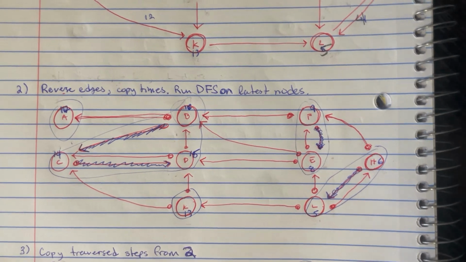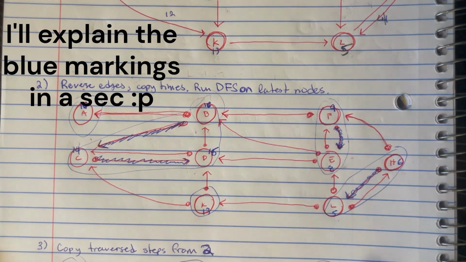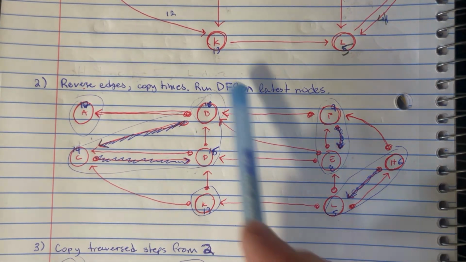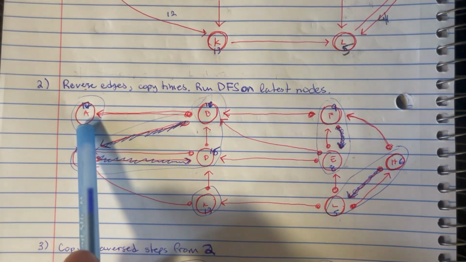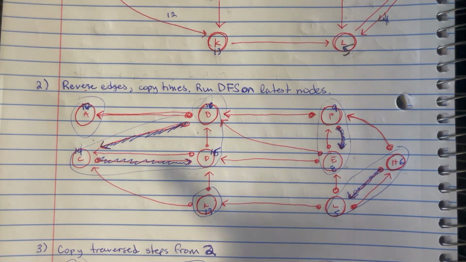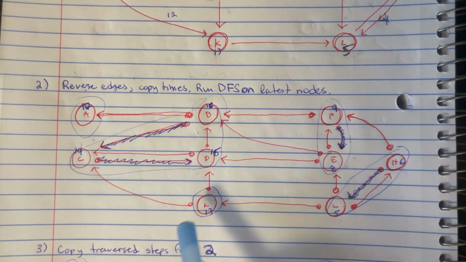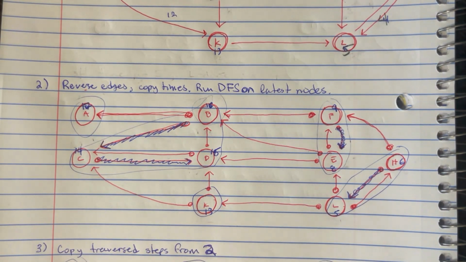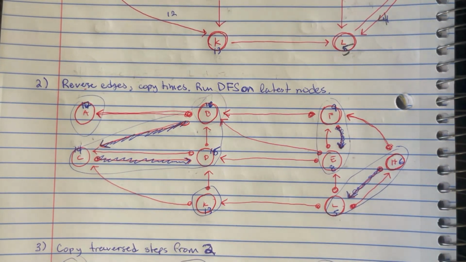Next, we were going to reverse the edges, copy times, and run DFS on the latest nodes. The latest node being 17, A. When we run it, notice that nothing occurs. There's no way to go to B or any other node. So we finish there, and it will be its own SCC.